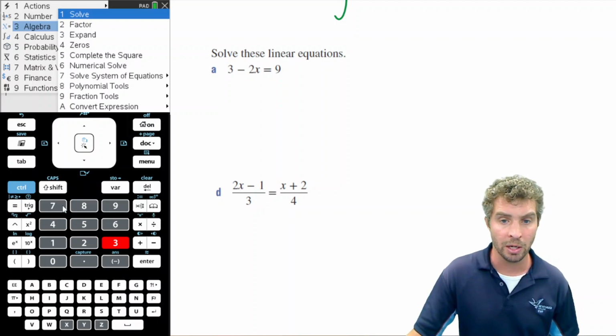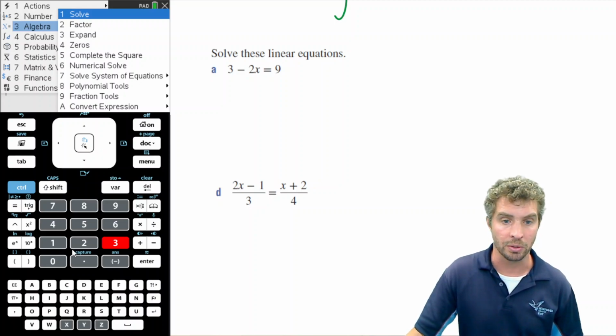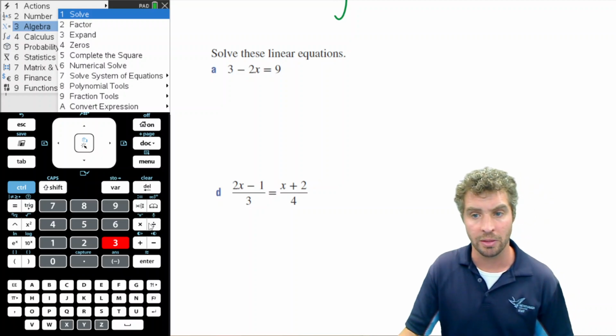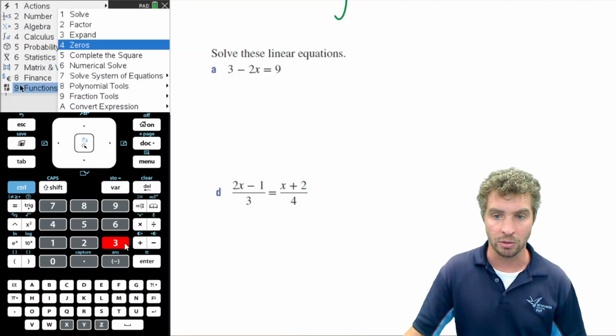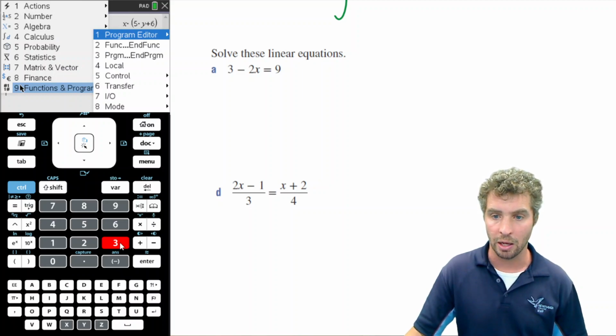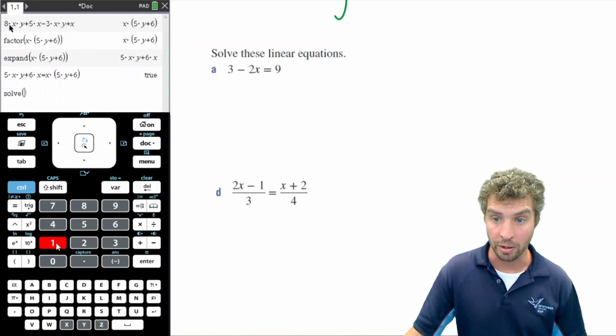Now you'll notice I'm not using the direction buttons on my calculator. I'm using the numbers, and it's much more efficient to use the numbers. So get in the habit. These numbers that are in the calculator next to the menu options, use those. So I hit menu, algebra, and then I'm going to hit the number 1 for solve.